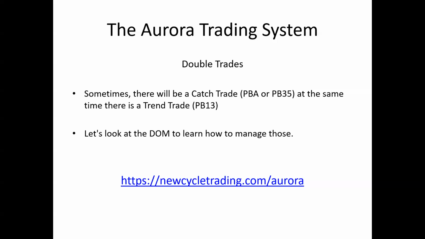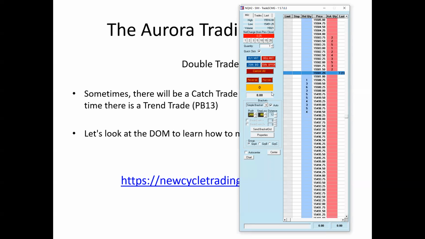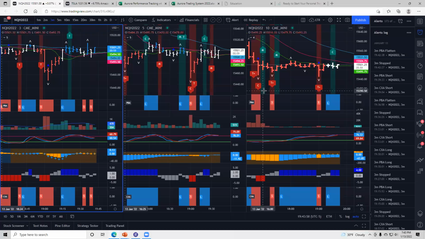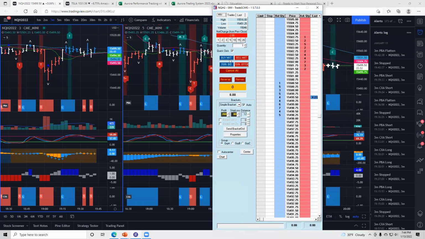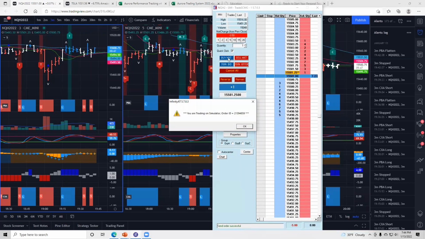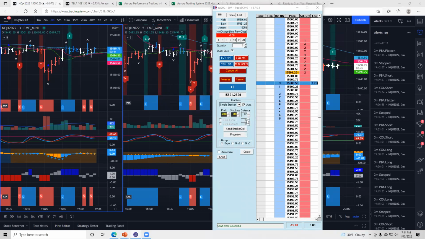So we're trading doubles. I'm going to pull over my sim DOM here, and let me pull up a chart. All right, so let's just say that we want to go long. And we just went long, and now we're long at 15,501 and a quarter.